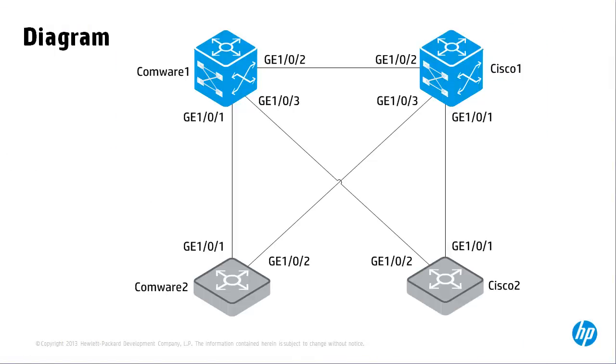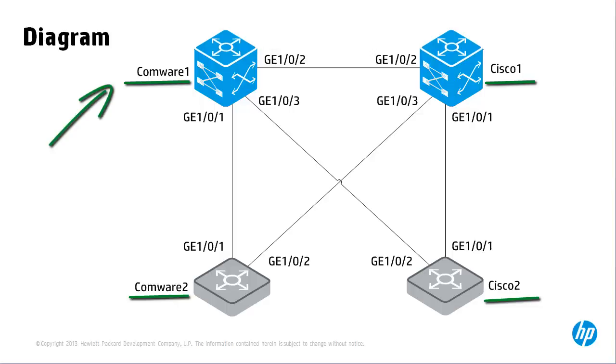Here's our sample topology. We have two core switches, one of which is an HP Comware switch and one a Cisco switch. We have two access switches, one being Comware and one being Cisco. In this topology, the management VLAN is VLAN 1.